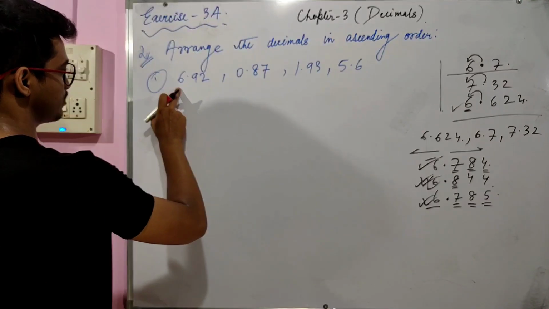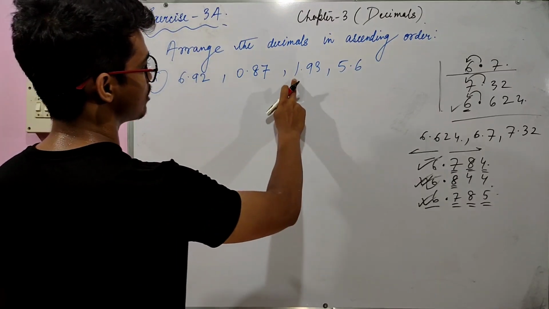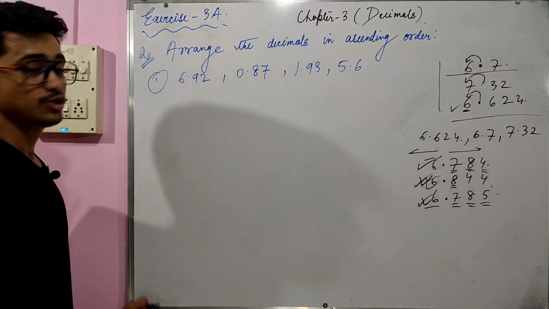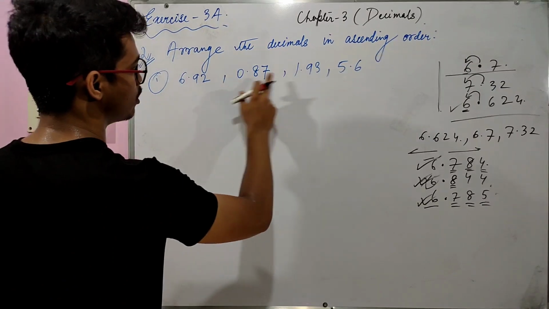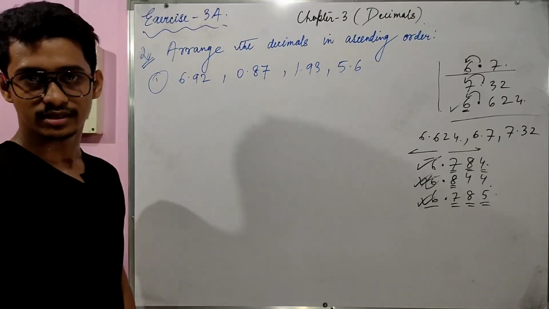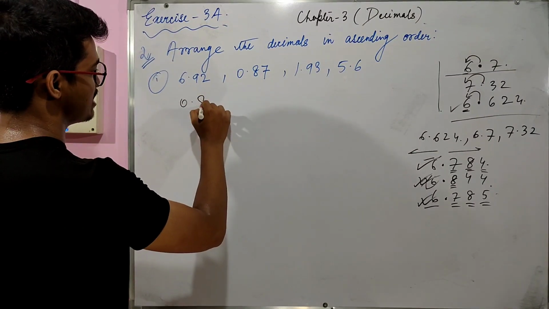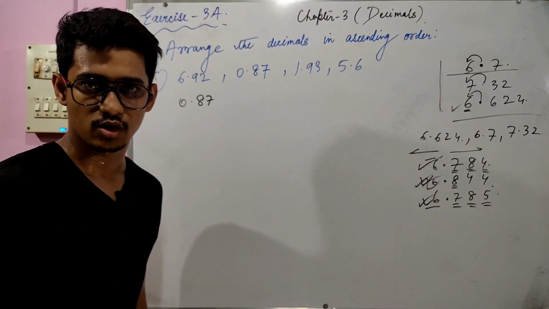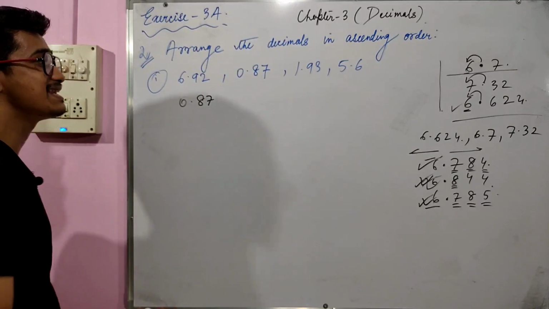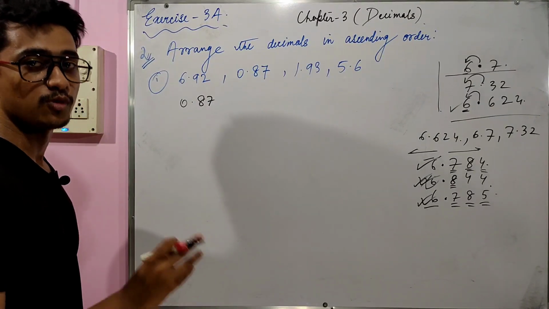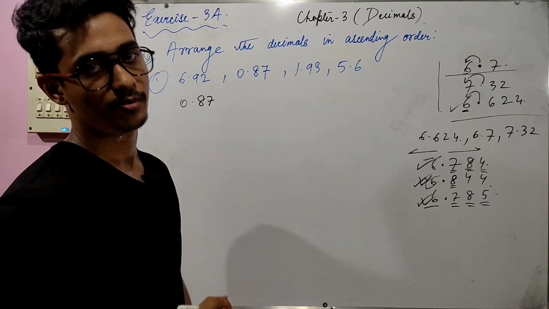Then what is the first number? That is 6. Here there is 0, then 1, then 5. So see, here there is 0. 0 is the smallest number over here, and we can easily understand that 0.87 will be the first number because the order is ascending. So we have to put the smallest number in the first position.